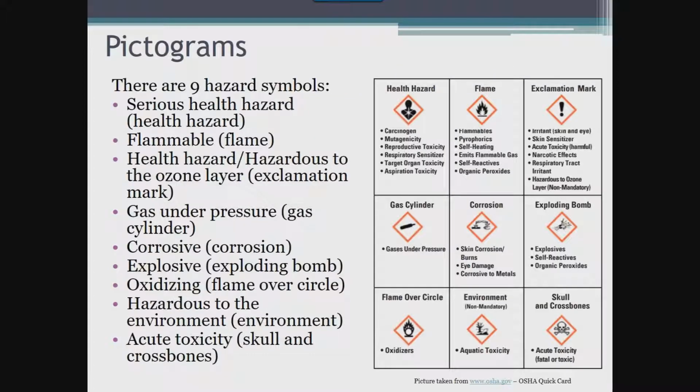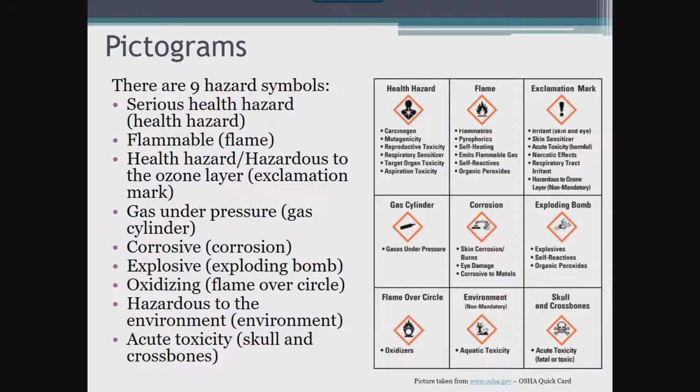So there are 9 pictograms to be familiar with. Starting in the upper left-hand corner, we see the pictogram for health hazard. This indicates a chemical that is either carcinogenic or has reproductive toxicity, among other things. Moving to the right, the next pictogram indicates a flammable reagent. The exclamation point stands for a chemical that has harmful acute toxicity characteristic, among other things.